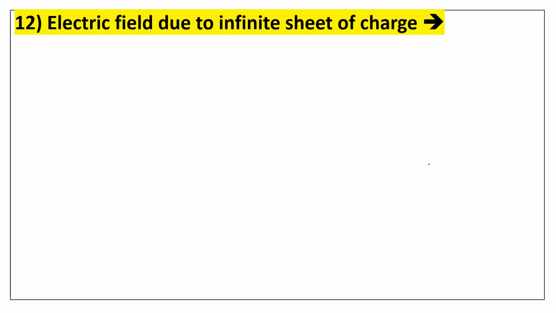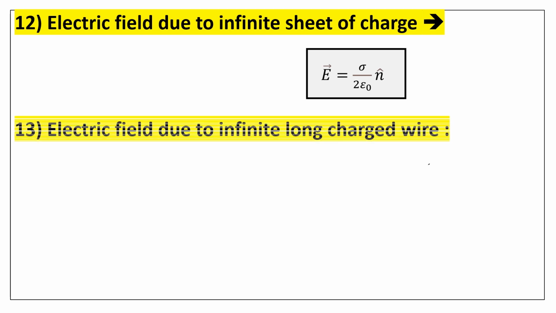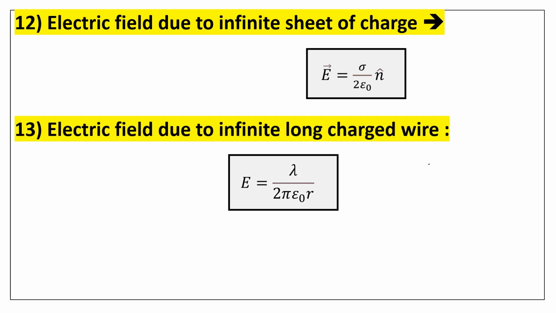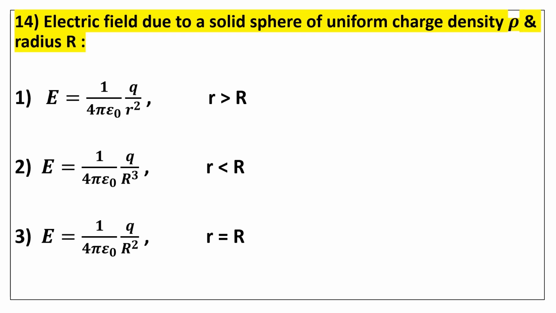12. Electric field due to infinite sheet of charge. E is equal to sigma by 2 epsilon naught, into n cap. 13. Electric field due to infinite long charged wire. E is equal to lambda by 2 pi epsilon naught r.